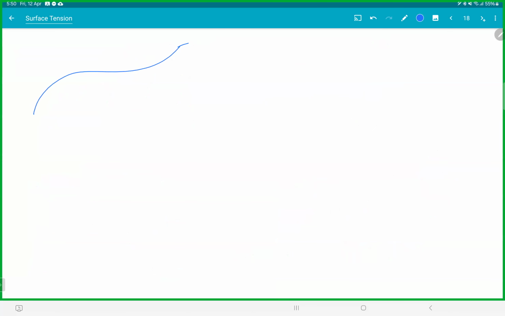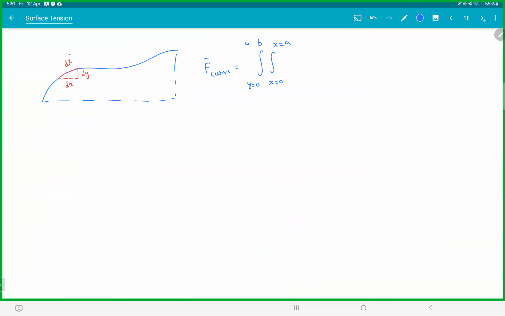So on this, if you take a small piece, dl bar, dx and dy, the force on the curve should be double integral, x goes from 0 to a and y goes from 0 to b, of s naught by ab, x square plus y square dy i cap minus dx j cap. s naught by ab, that would be x square plus y square.